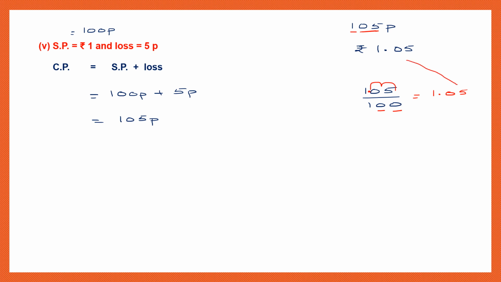So here our answer is, if you convert it to rupees and paise, 1 rupee and 05. Okay, you write it like that, 1.05. 1 rupee and 5 paise. So this is our cost price.